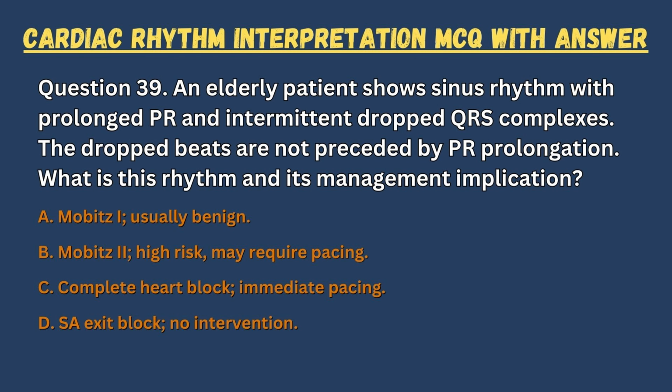Question 39. An elderly patient shows sinus rhythm with prolonged PR and intermittent dropped QRS complexes. The dropped beats are not preceded by PR prolongation. What is this rhythm and its management implication? A. Mobitz I, usually benign. B. Mobitz II, high risk, may require pacing. C. Complete heart block, immediate pacing. D. SA exit block, no intervention.